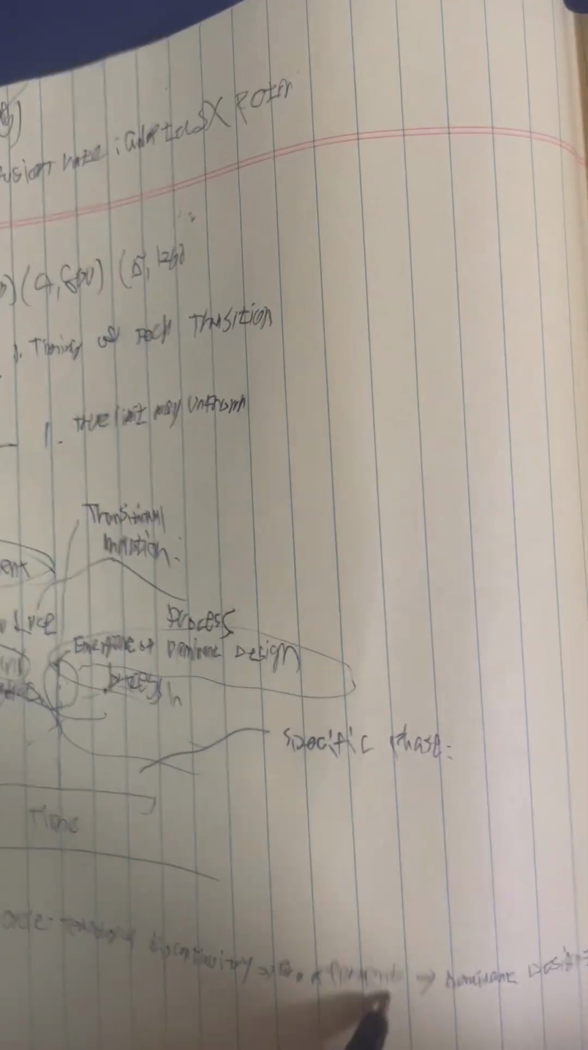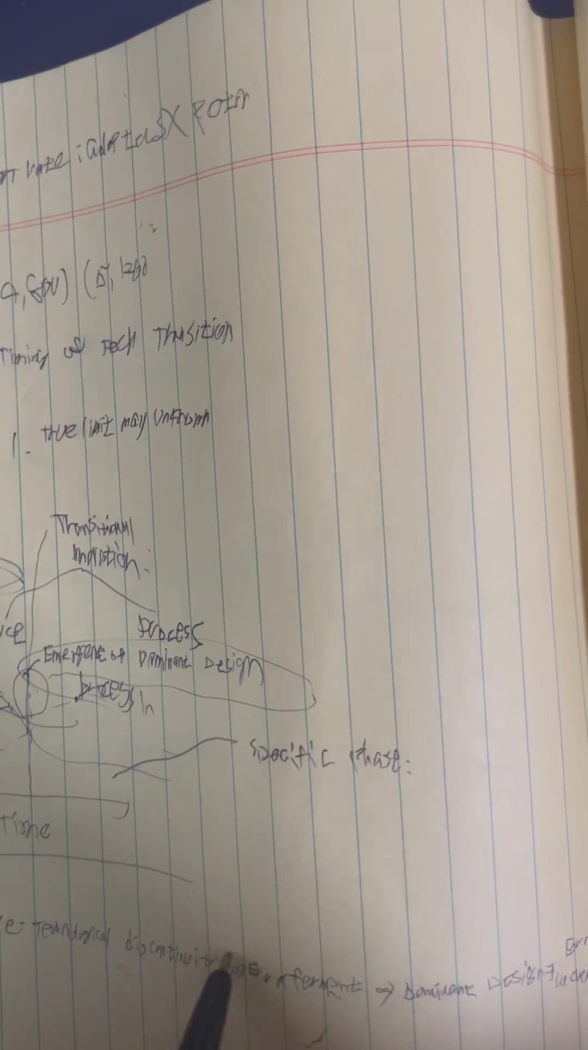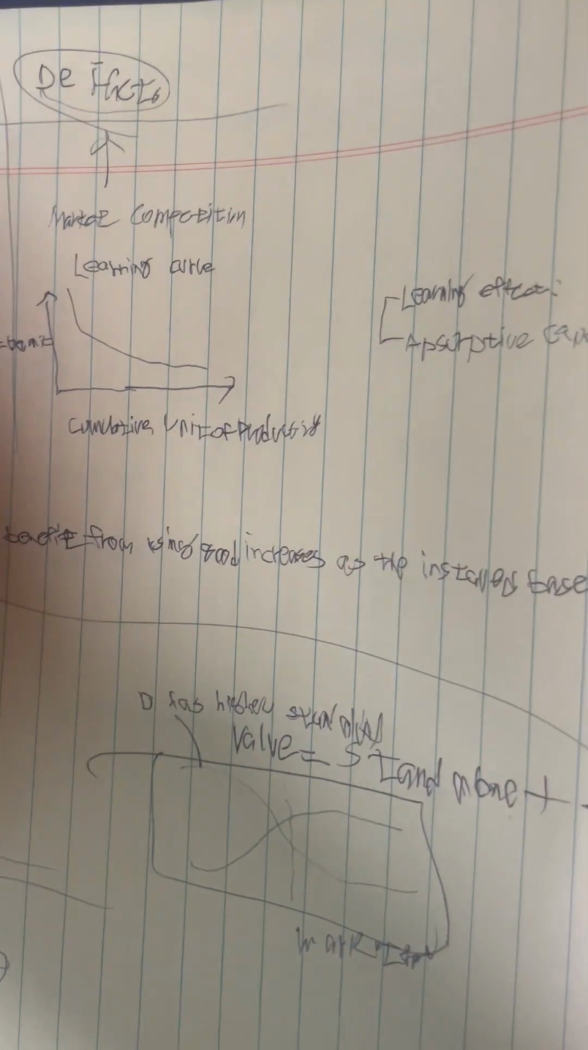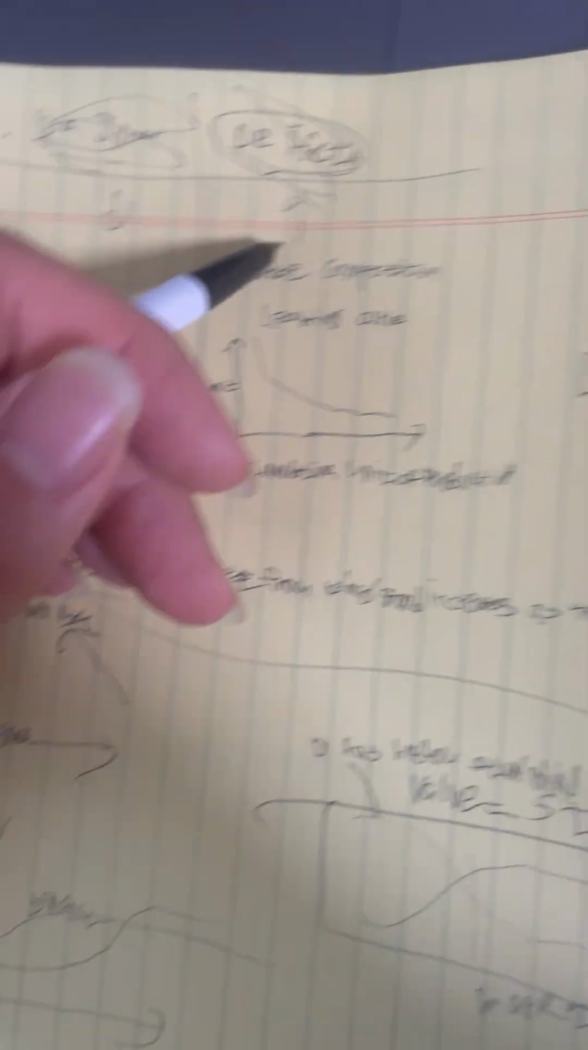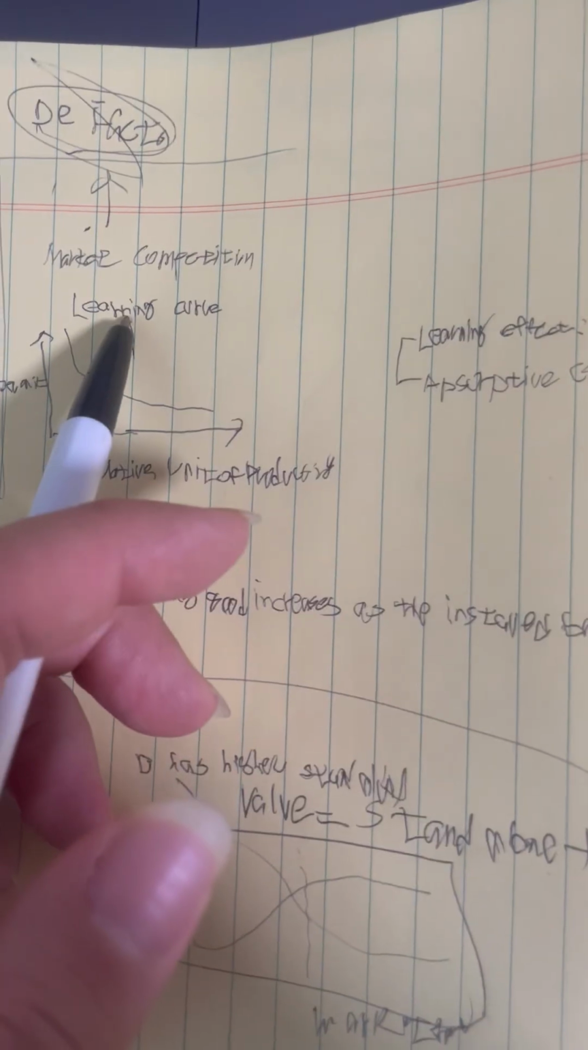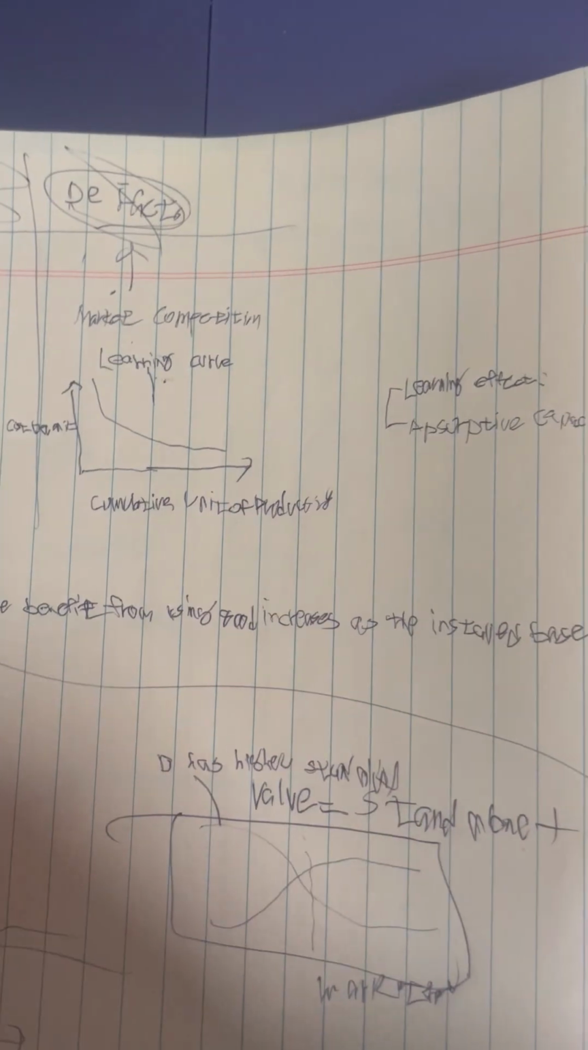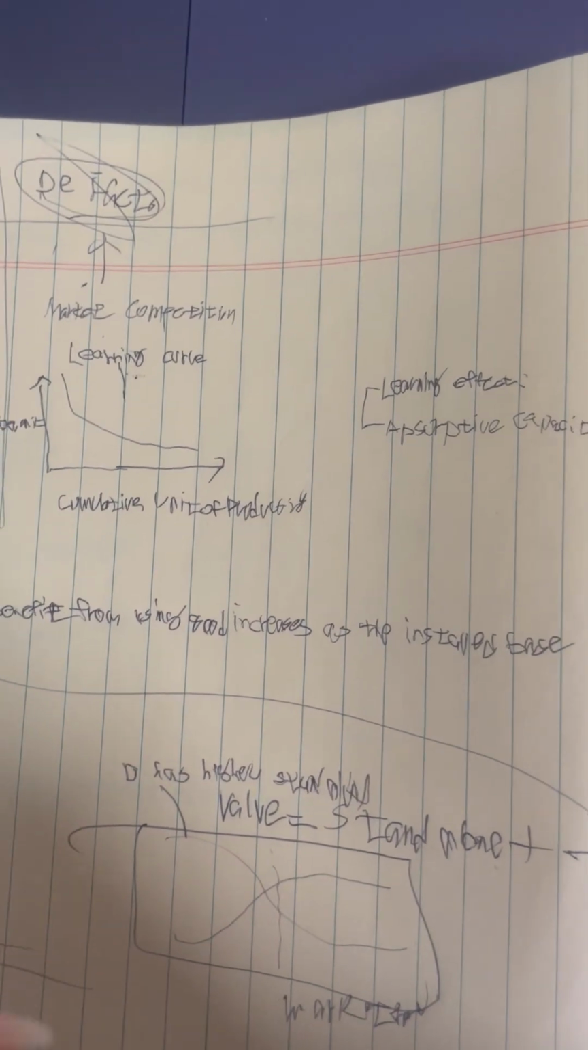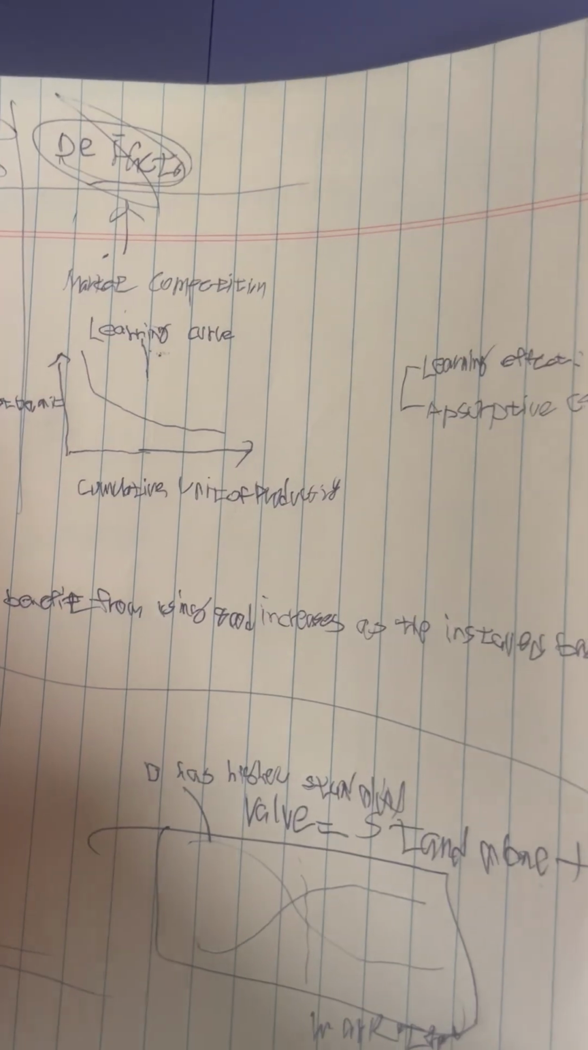Like the technological cycle: discontinuity and ferment, dominant design, and so on. And there's de jure and de facto. De facto means from bottom to up, market competition. And there's the concept of learning curve and returns to adoption.